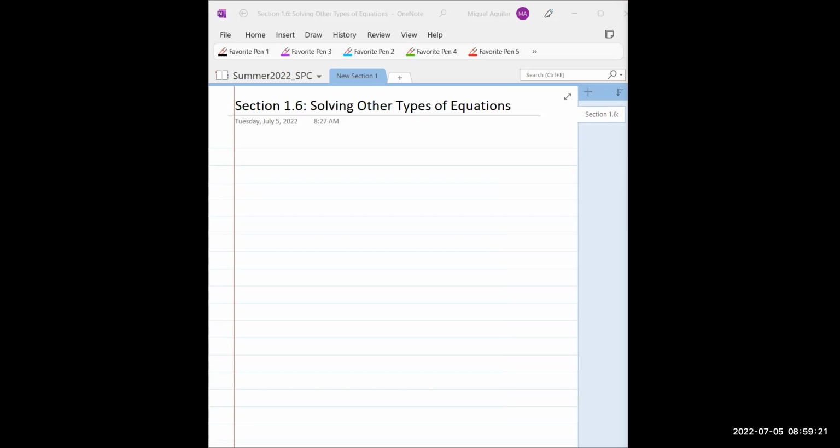Can you still see the Microsoft OneNote that says section 1.6, solving other types of equations? Yes. Okay, cool.